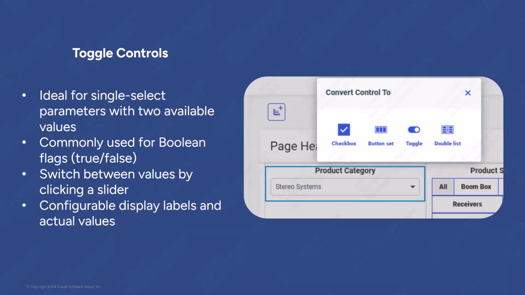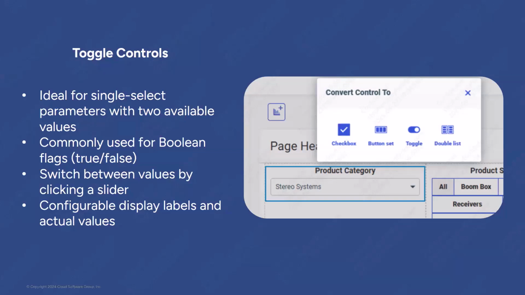So toggle controls. Now, toggle controls are a compact way and an intuitive option for single selecting parameters with only two possible values, such as a yes or a no or a true false flag. Didn't have an example here, so I did actually design a toggle around a product category, which actually can be quite useful because you can also use it to toggle between two dimensional values, and you can choose which two dimensional values you need.